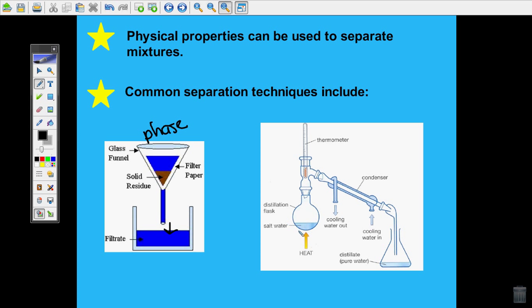Here we're using boiling point. So if we have salt water, salt is going to evaporate at a much higher heat than water. So if we add heat here, the water will evaporate and then filter down here, and you're running cold water through here. So this is the cold part. So we cool it back off and collect the water here, and your salt will stay behind. So we're separating a mixture based on boiling points.